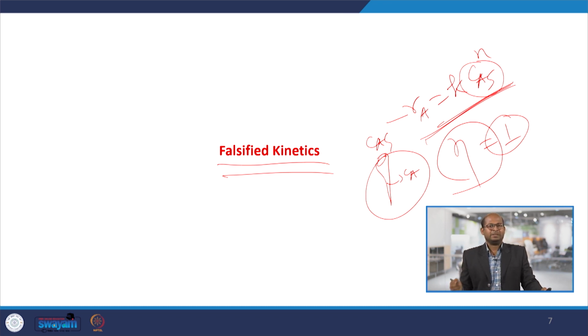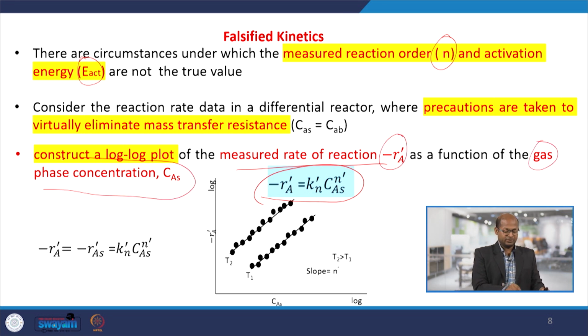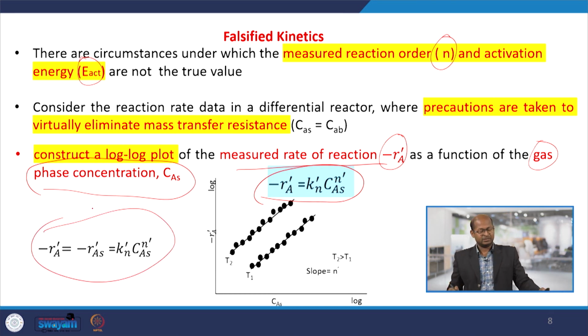Most of the cases we usually ignore the diffusion components. If we do not consider the diffusion part, then the measured rate constants and activation energy would be different from the actual rate. Let us say this is the rate equation. This is the measured rate of reaction, minus r_A prime, with the gas phase concentration that is usually considered, so minus r_A prime equals minus r_AS prime equals k_n prime C_s to the power n prime.